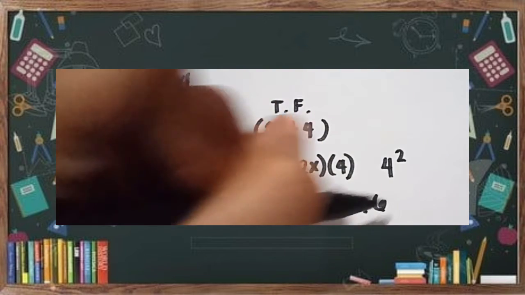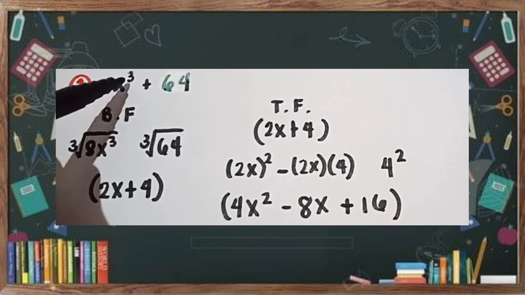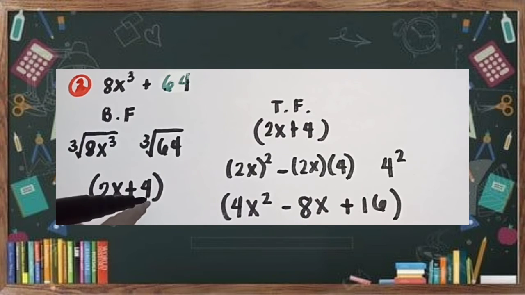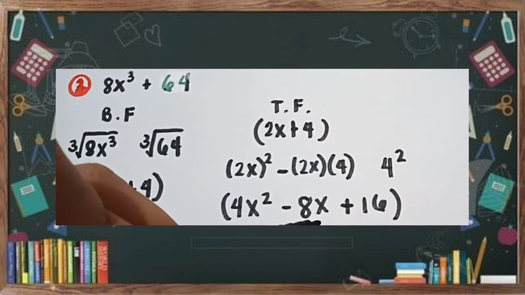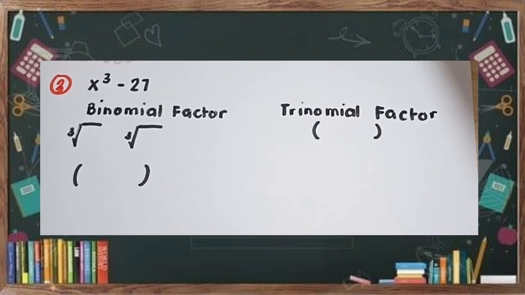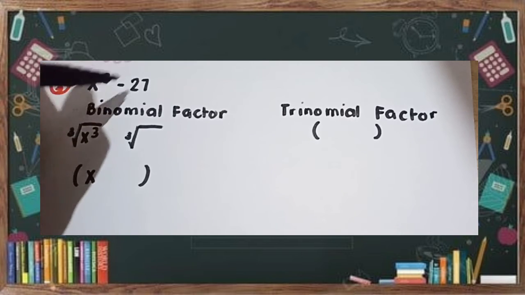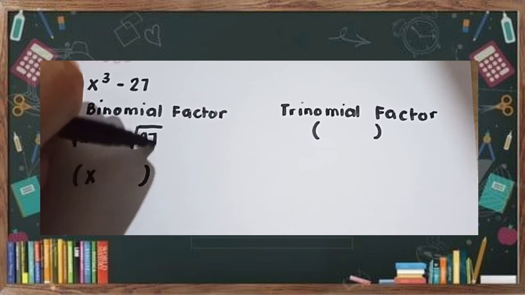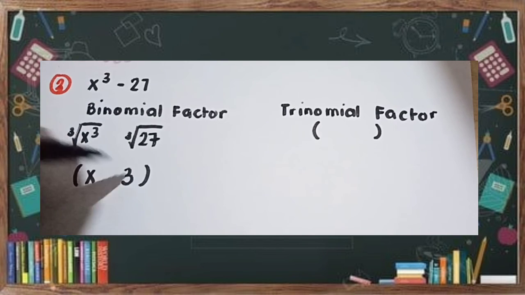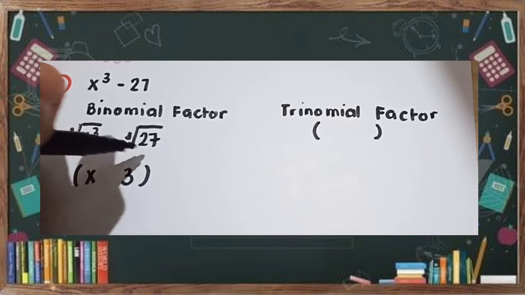Okay, so therefore, the factors of 8x cubed plus 64 ay 2x plus 4 and 4x squared minus 8x plus 16. Okay, so let's have another example. X cubed minus 27. So let's first get the binomial factor. Let's get the cube root of our first term. So cube root of x cubed is equals to x. Then, the cube root of 27 ay equals to 3. Kasi 3 times 3 times 3 ay equals to 27.